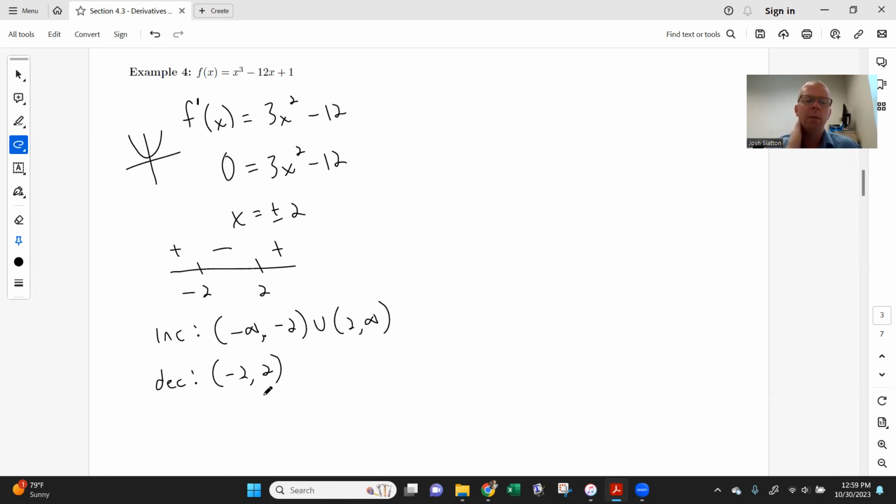All right, and then we find the max or the min. So we're increasing, decreasing, increasing again. So I have a maximum there and then a minimum there. So for the max, we're going to find f of -2 and plug that in. We should get 17. And then the minimum, we're going to find f of 2, and we should get -15.